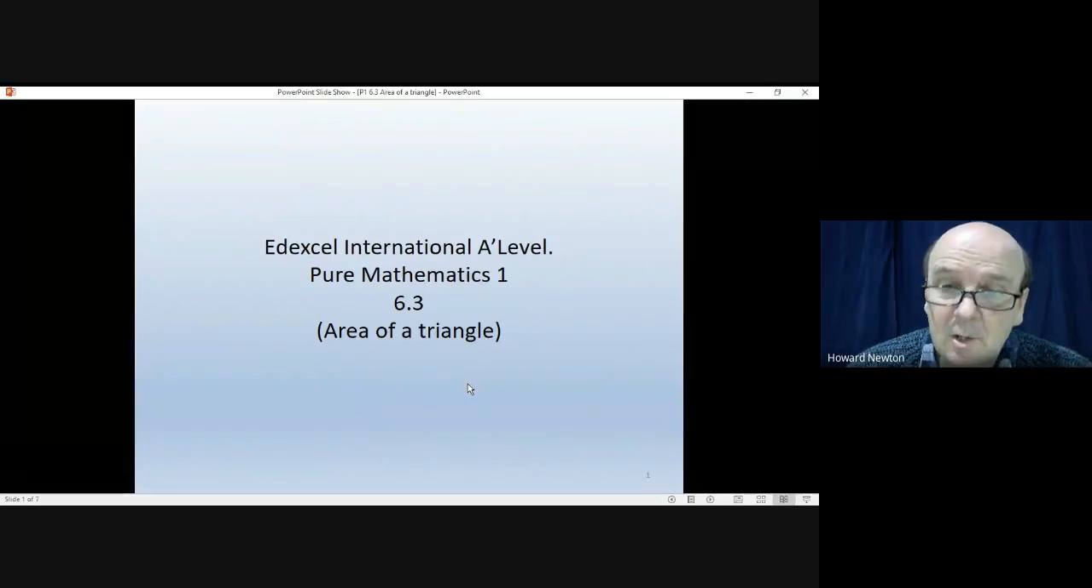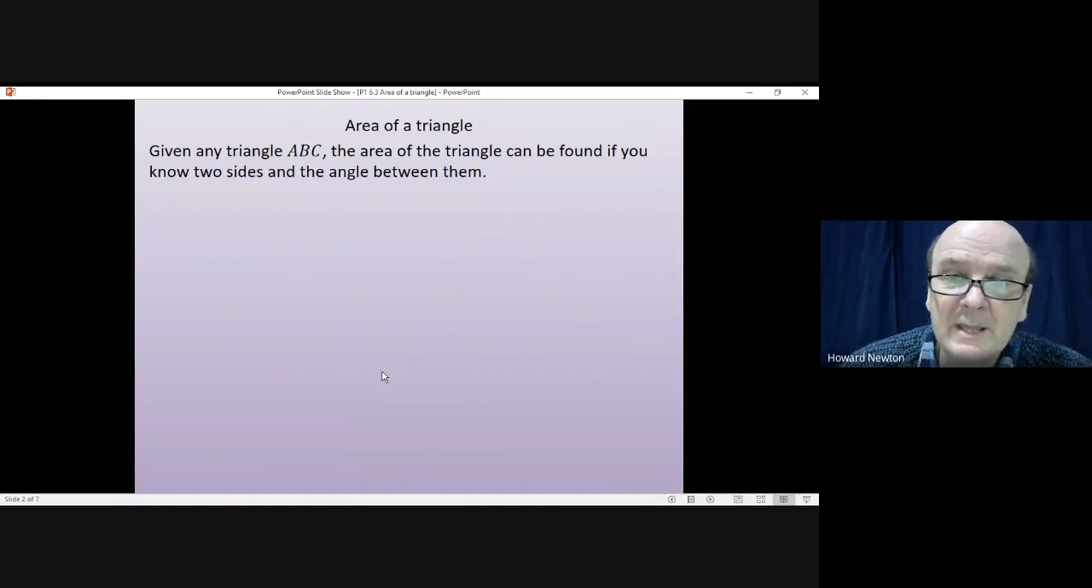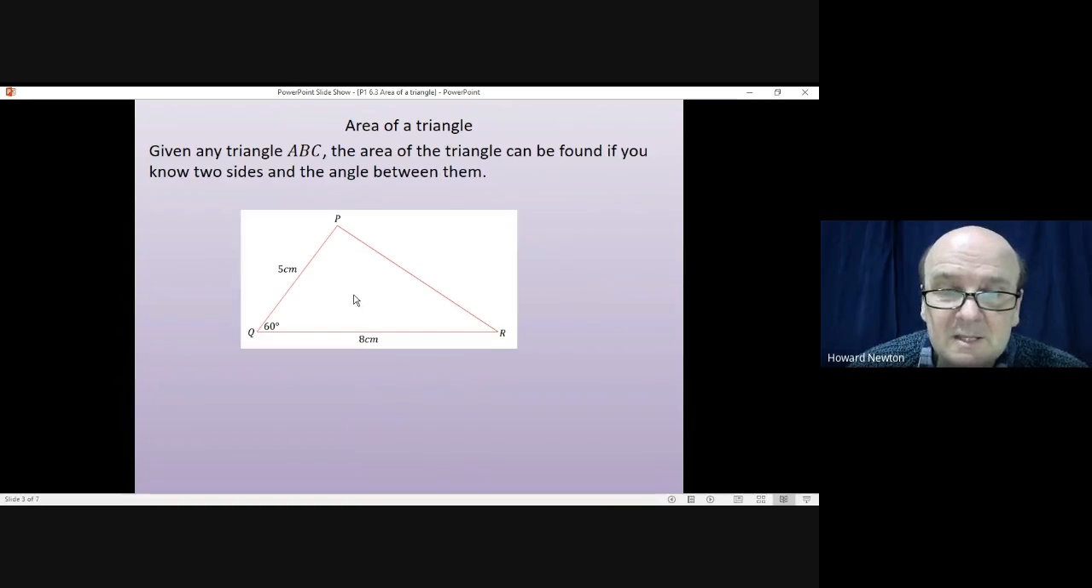In this lesson, we'll be looking at the trigonometric formula for the area of a triangle. If you have any triangle ABC, then it's possible to find the area of that triangle as long as you know two sides and the angle where those two sides meet each other. For instance, if you had a triangle where we know PQ is 5, RQ is 8, and angle Q, where those two sides meet, is 60 degrees. The method for working it out uses a formula, and the formula is surprisingly easy to prove.